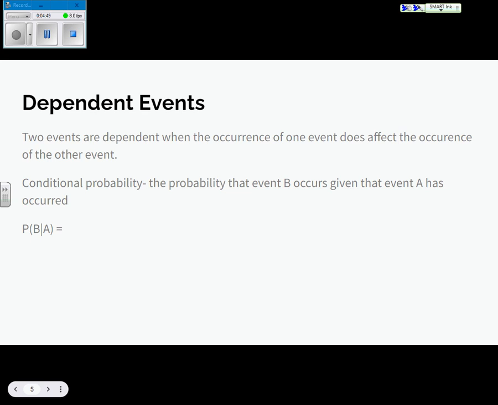But it brings in conditional probability. And conditional probability just means that whenever I'm finding the probability of event B happening, I have to take into account the fact that A has already occurred. I'm not going to give you a formula for it just yet, but this is how we write it. Probability of B given A. So this line right here, I would say given that A has already occurred.